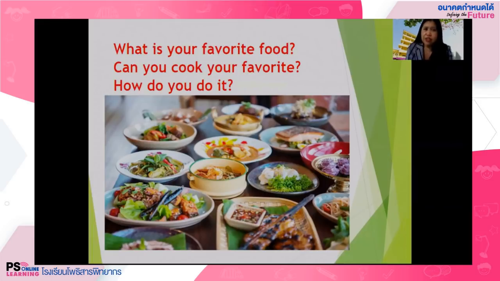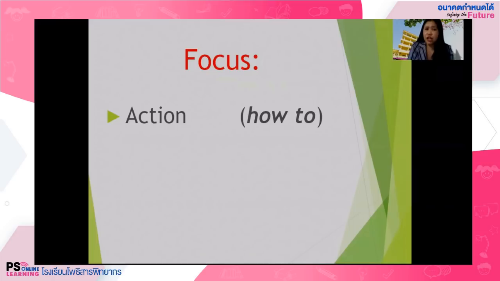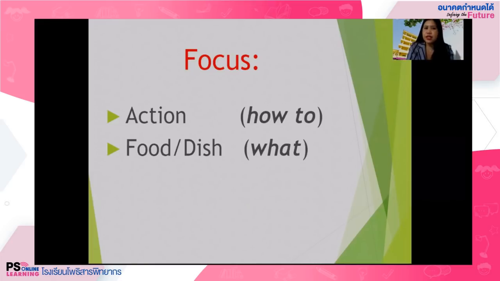Can you cook your favorite? How do you do it? Okay, so we are going to focus on the words how do you do it. So we are going to answer that question later. So remember, this is our focus. First is the action or how to. Okay, I will give you two words, which is the action. And the second one is the food or the dish or what. Okay, you will understand this later.